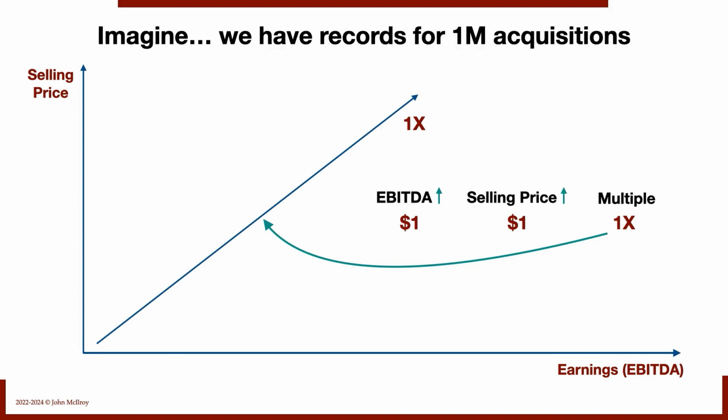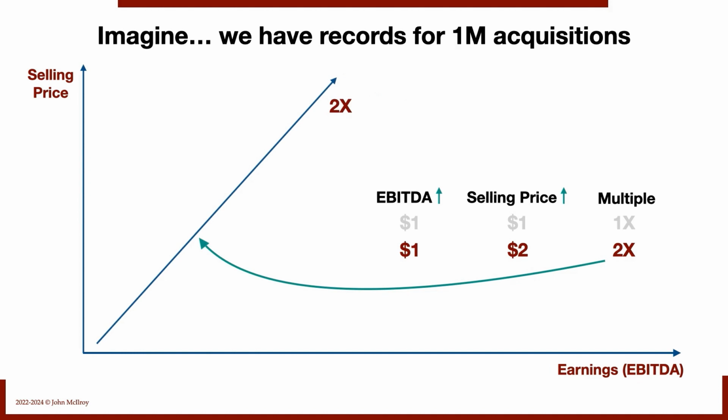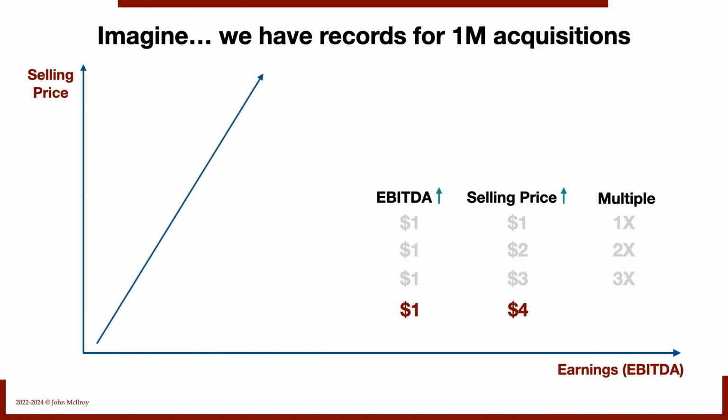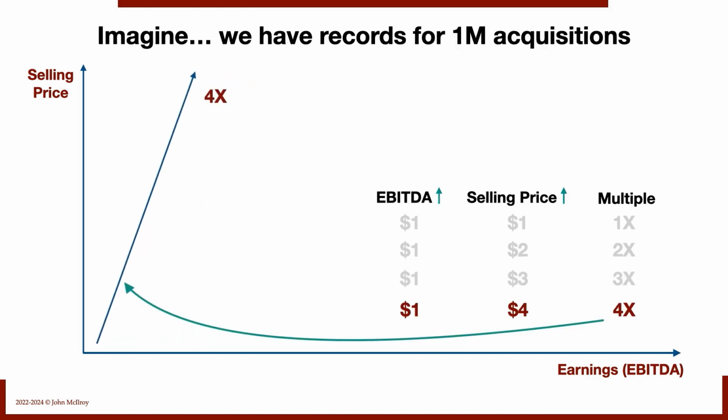That's about what that looks like. I only eyeballed it, but I think it's pretty close. If you had a $1 EBITDA that generated a $2 increase in selling price, now we've got a multiple of 2x, that line is going to get steeper. If a $1 increase in EBITDA resulted in a $3 increase in selling price, that's a 3x multiple, steeper still, and we can keep going. If it's 4x, we just make it steeper.